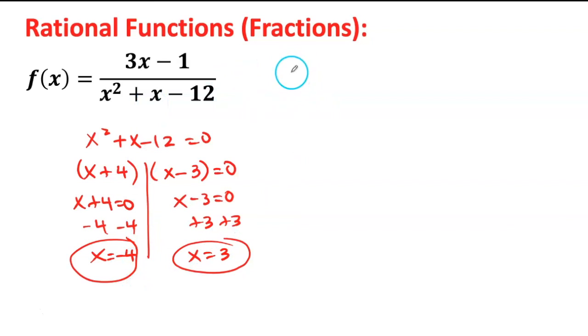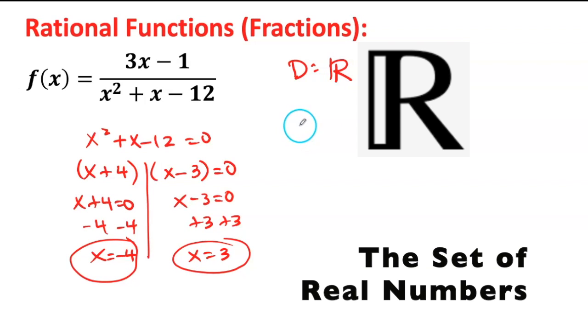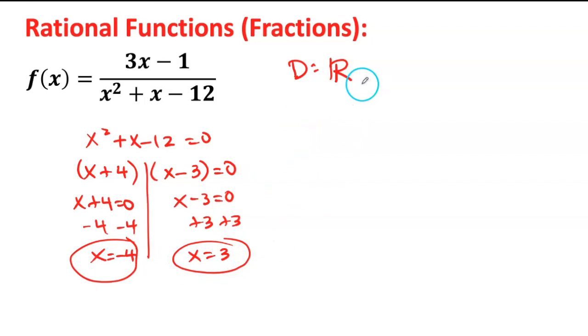Now, every time I'm doing the domain of a function, my default is all real numbers. And then I look for the exceptions. In this case, these two values are my exceptions. Therefore, I'll write x is different from negative 4, and x has to be different from 3. This means I don't want these values.